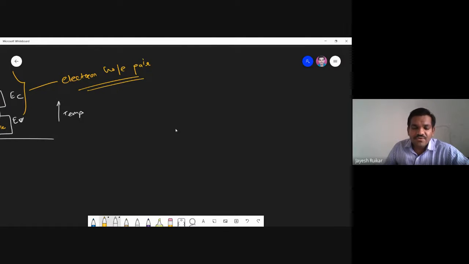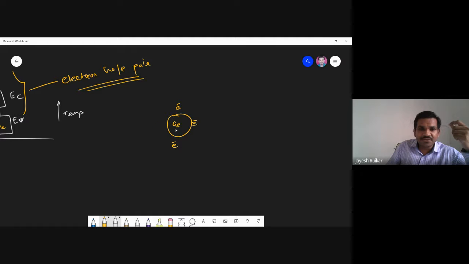Now if we give some kind of potential to this particular thing, this is my silicon atom or germanium atom, and it has 4 valence electrons in its outermost shell. Now if the negative terminal of the battery is connected to this slab, these electrons, because of this negative energy, start moving towards the neighboring atom or towards the positive side.